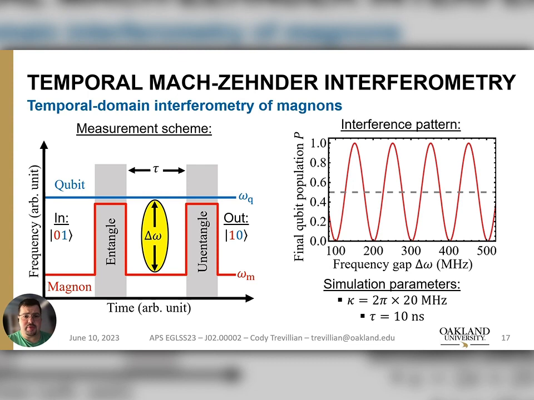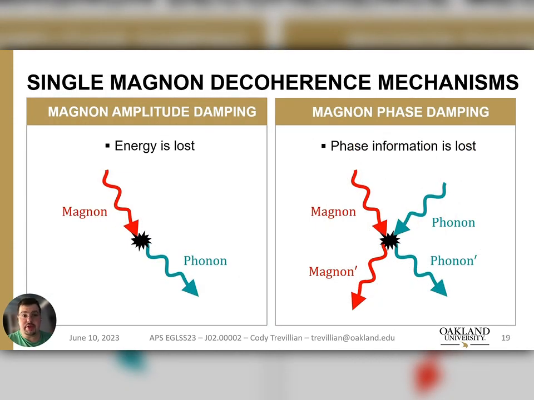As before, we initially excite the qubit mode, run the measurement scheme, and then detect the final qubit population. And so in this graph, the horizontal axis is now this frequency gap, and the vertical axis is again the final qubit population. And so far, the interference patterns have not had any decoherence present. So let's consider two potential single magnon decoherence mechanisms.